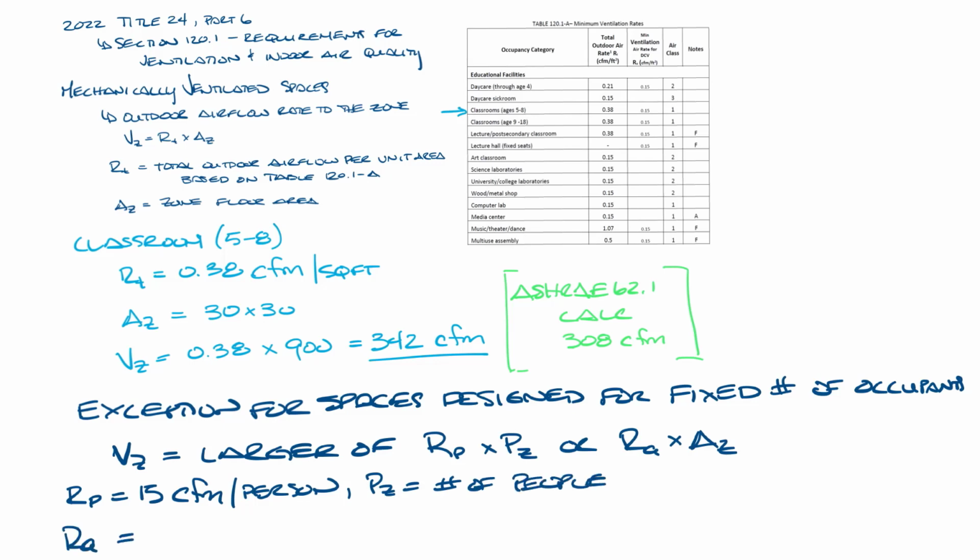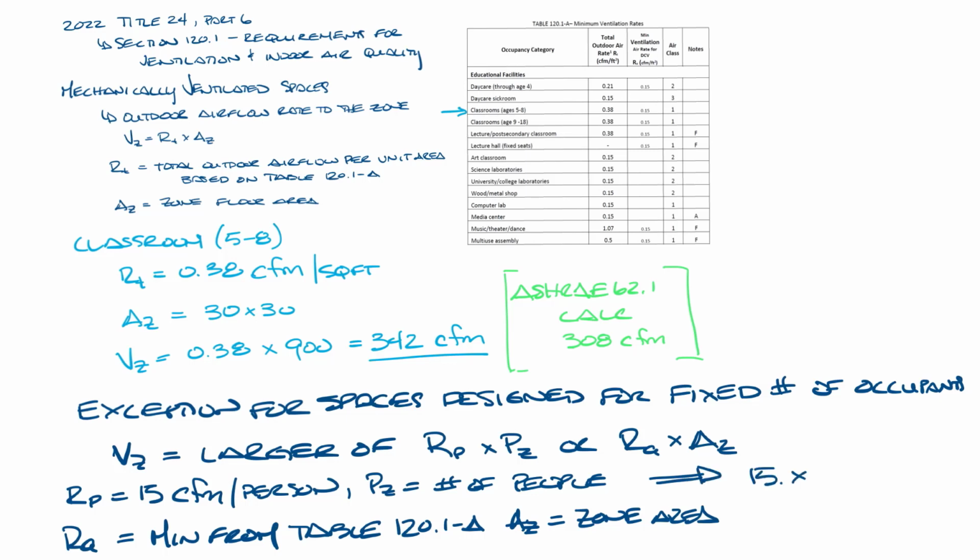And then for the second part, R sub A is the minimum ventilation airflow rate allowed for demand-controlled ventilation in our Table 120.1-A. And A sub Z is still the zone floor area. So if we do these two equations for that classroom that we had before, it's 15 CFM times 20 people in the classroom, which would give us 300 CFM ventilation air, or 0.15 from the table times 900 square feet is 135 CFM. So in this situation, you would need 300 CFM minimum ventilation.